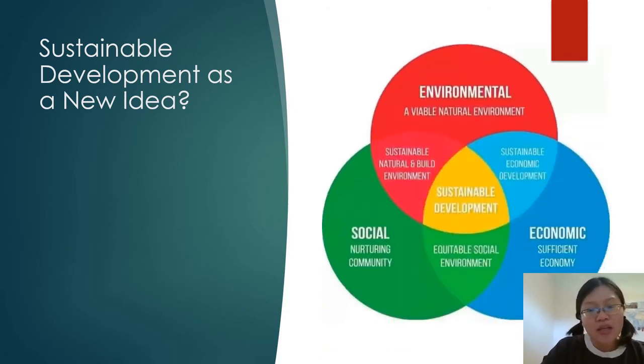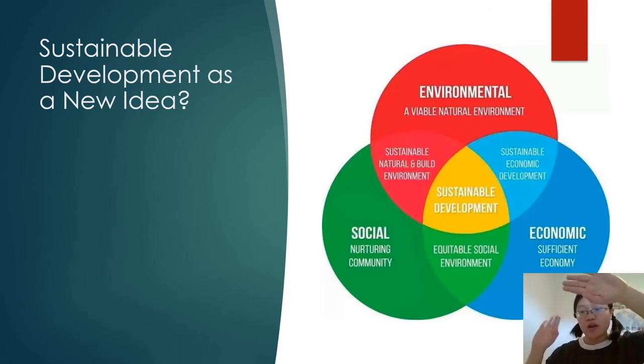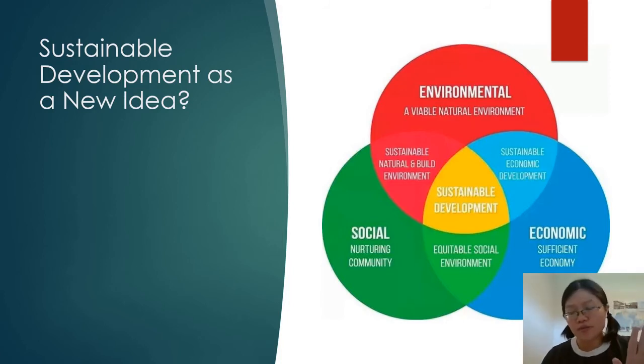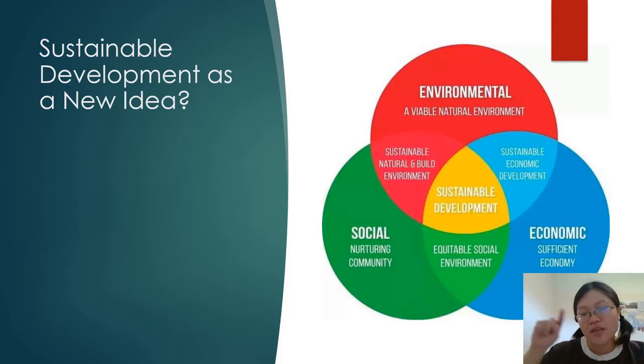So I'm incorporating here a famous diagram from when the term sustainable development was being introduced. This diagram tries to explain sustainable development as the overlapping area between environmental concerns, economic concerns, and social concerns, right? So the yellow part, the overlapping part, is sustainable development, where you equally pay attention to three different sectors of human well-being, right?